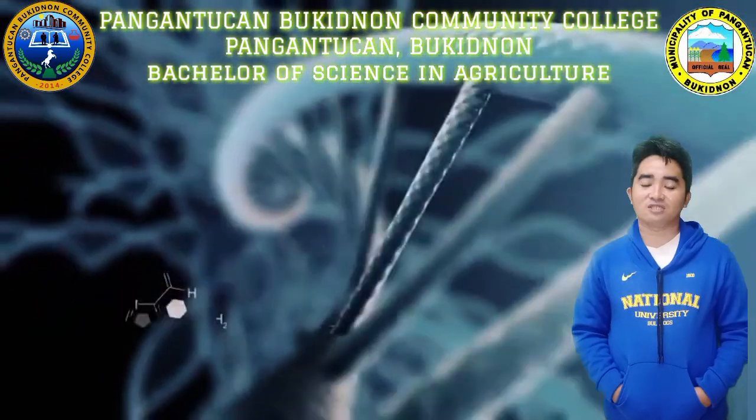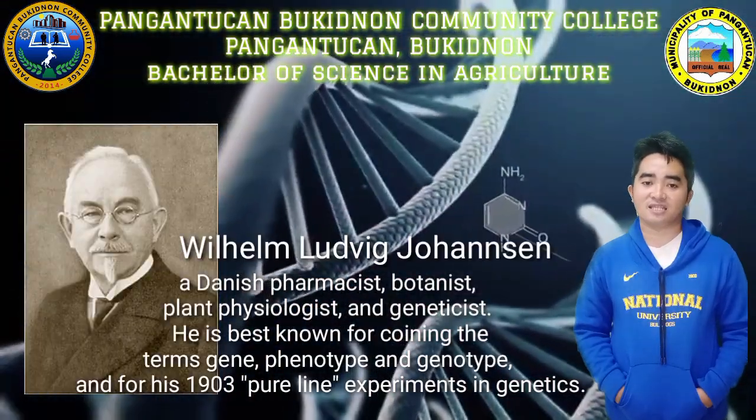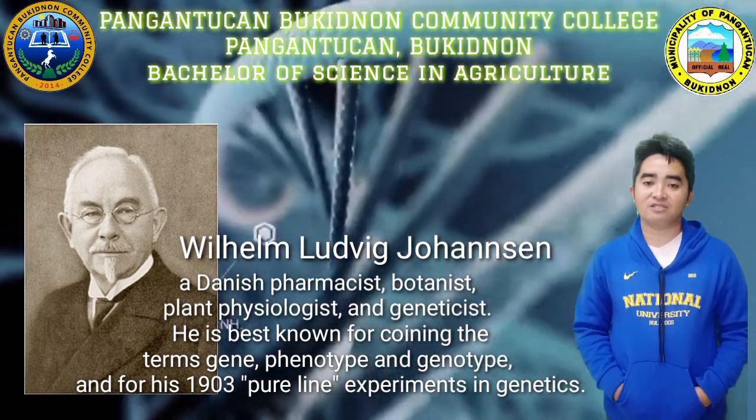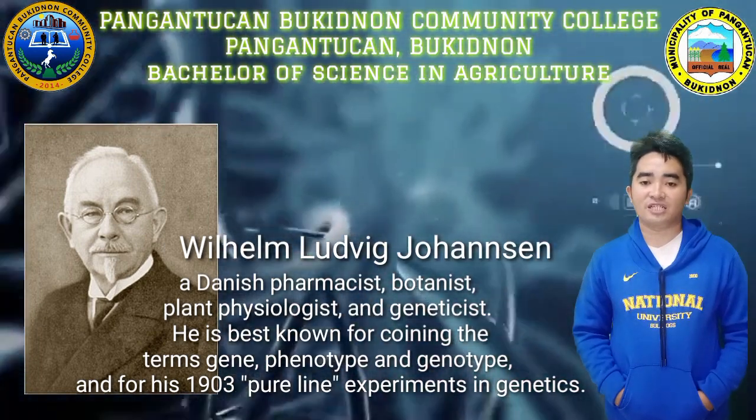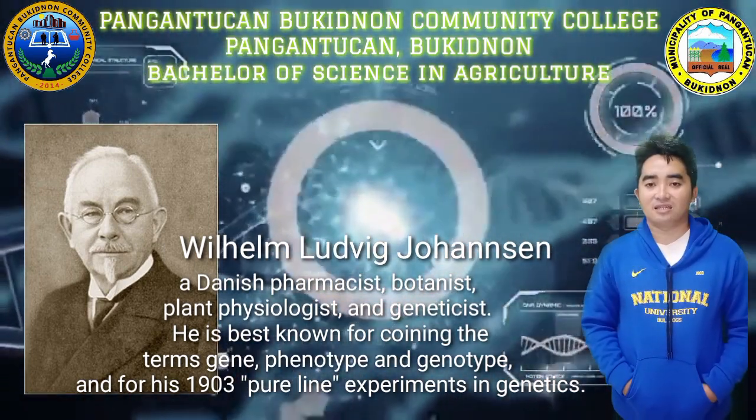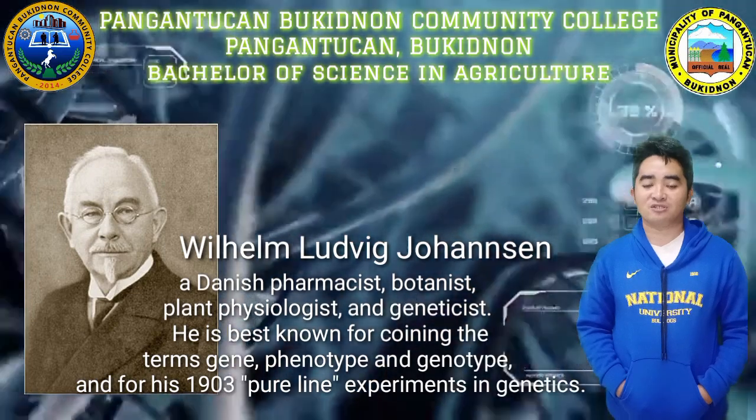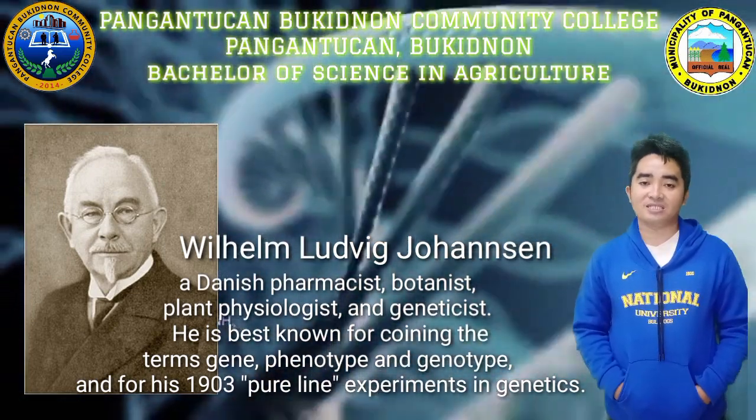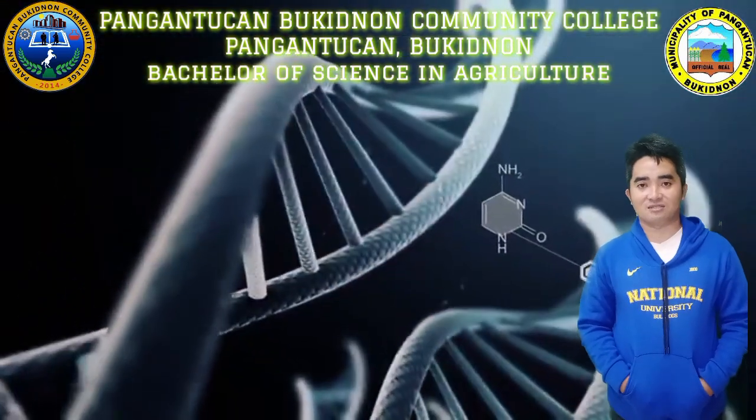In 1903, Wilhelm Ludwig Johannsen, who is best known for coining the terms gene, phenotype, and genotype, and for his pure line of beans, Phaseolus vulgaris. He used the beans, Phaseolus vulgaris, in experiments in genetics because the beans have unique characteristics.